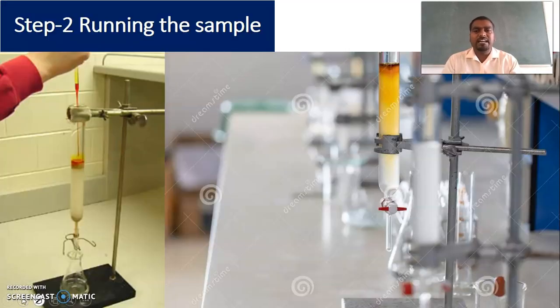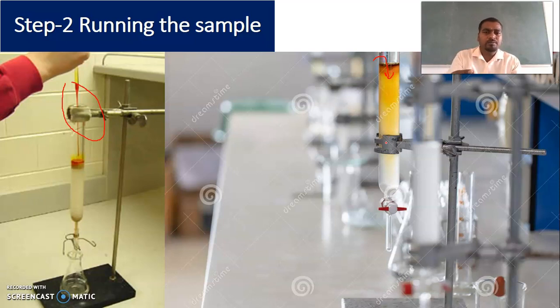The second step is running the sample. Once the column is prepared, we should not allow the column to dry, so it is always wetted by the given mobile phase. After that, we dissolve the given sample in the mobile phase and introduce it into the column. Then we continuously pour the solvent, and the components, the analytes present in the given sample, start to separate.